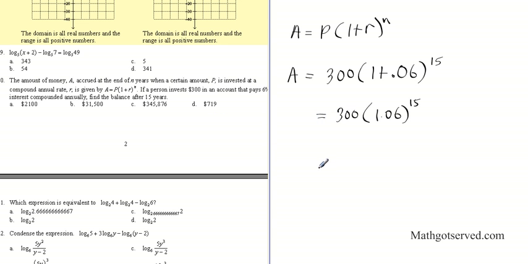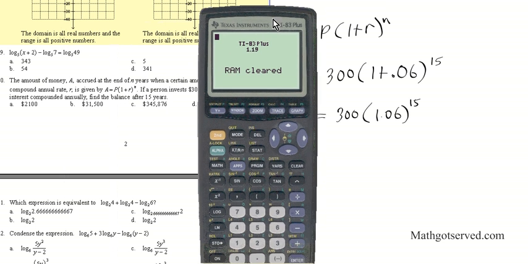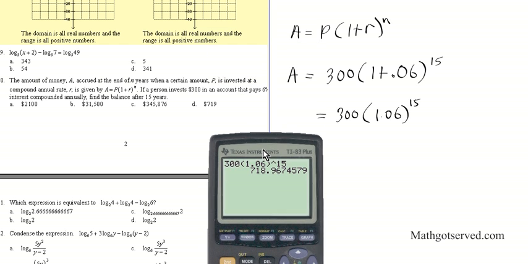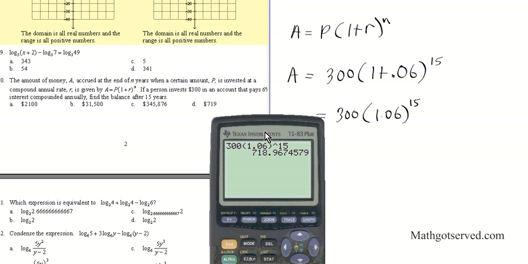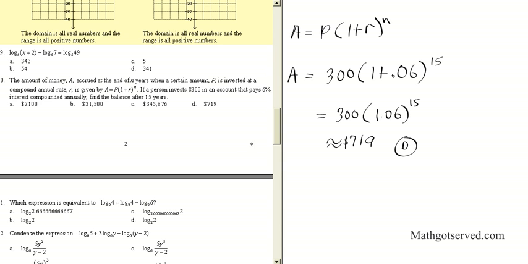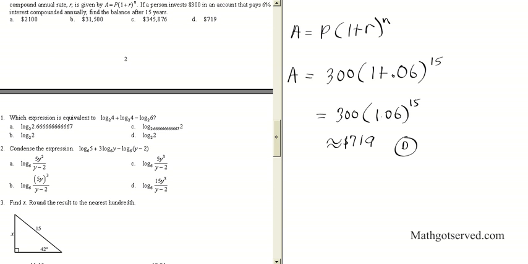So it's going to be 300 times 1.06 raised to the 15th power, and the answer is approximately 719. So the amount after 15 years is approximately $719, which is option letter D of number 10. Okay, now let's move on to question number 11.